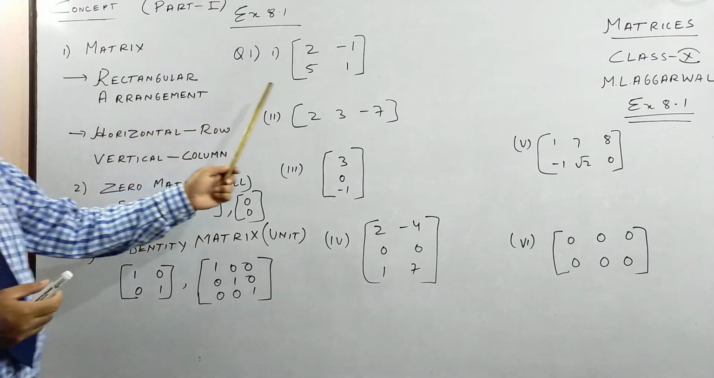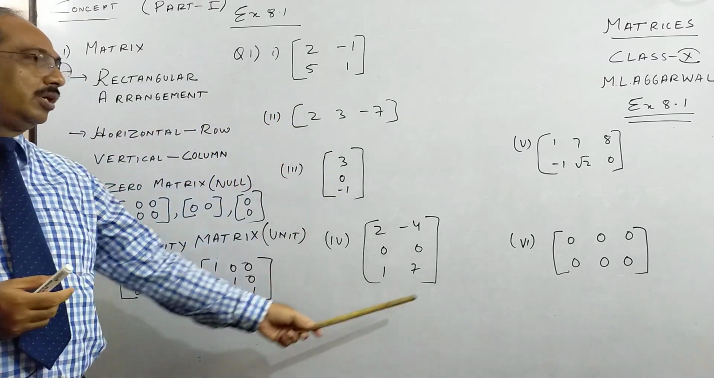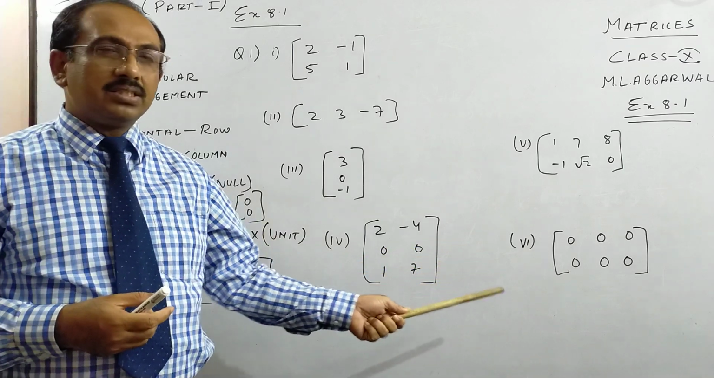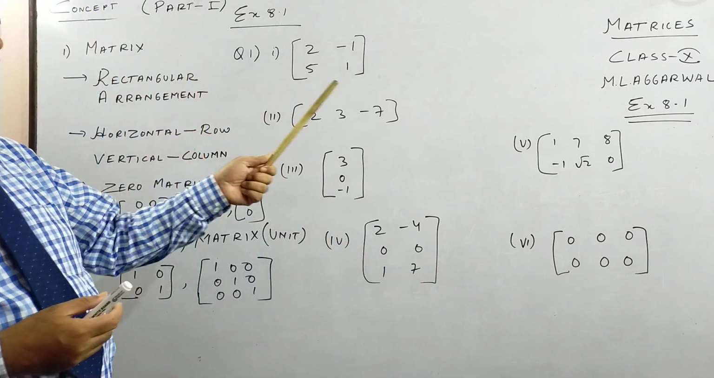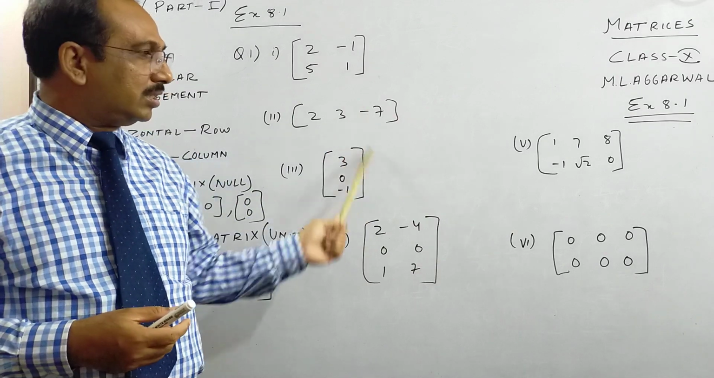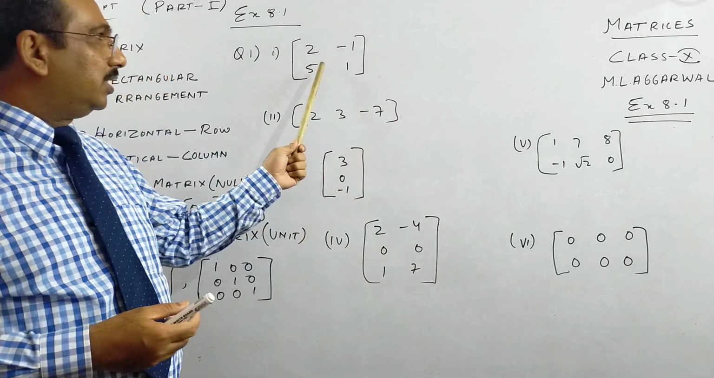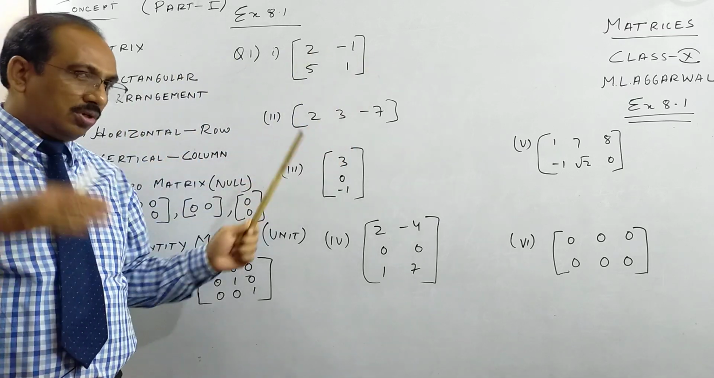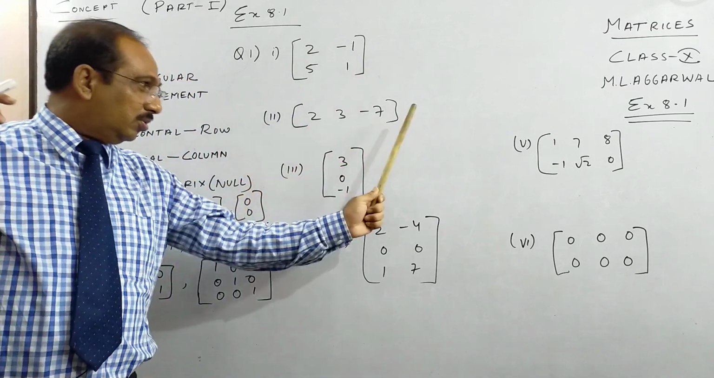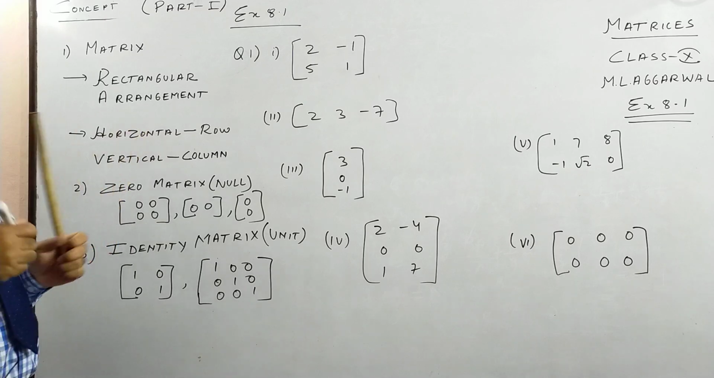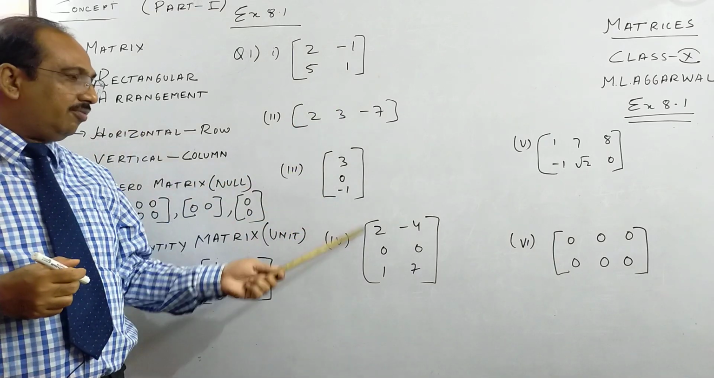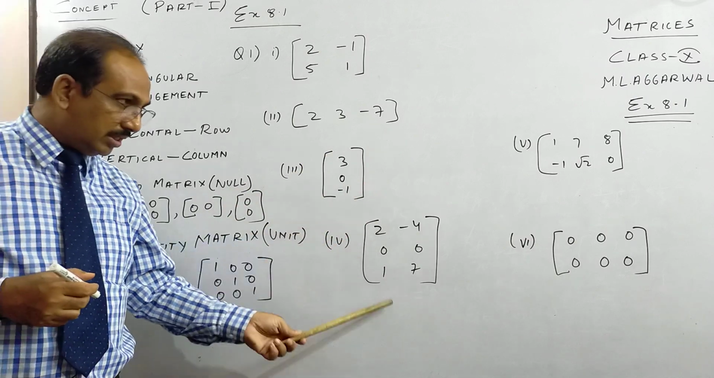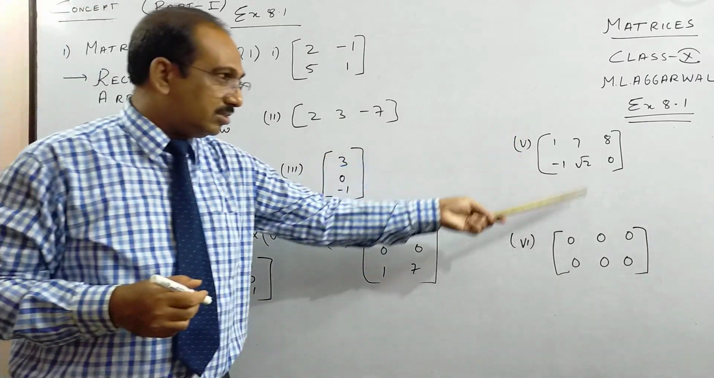It's a rectangular arrangement of numbers. I have written 6 matrices here, and the plural of matrix is matrices. One is called a matrix. It has horizontal rows, and these are called rows, and vertical we have columns this way. This has 1 column, this has 2 columns, this has 3 columns.